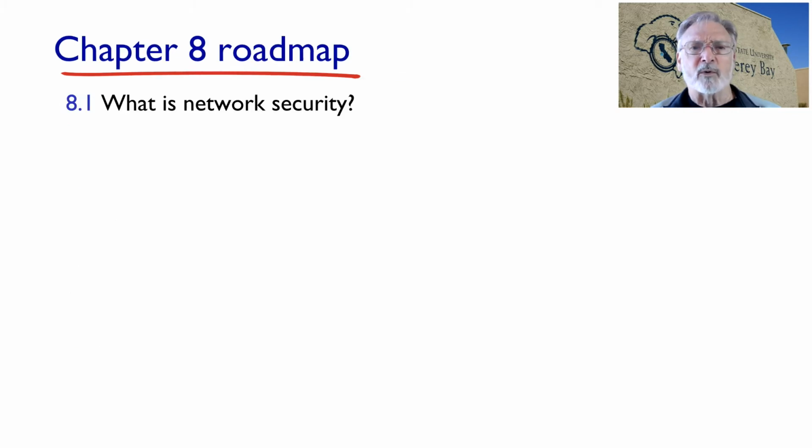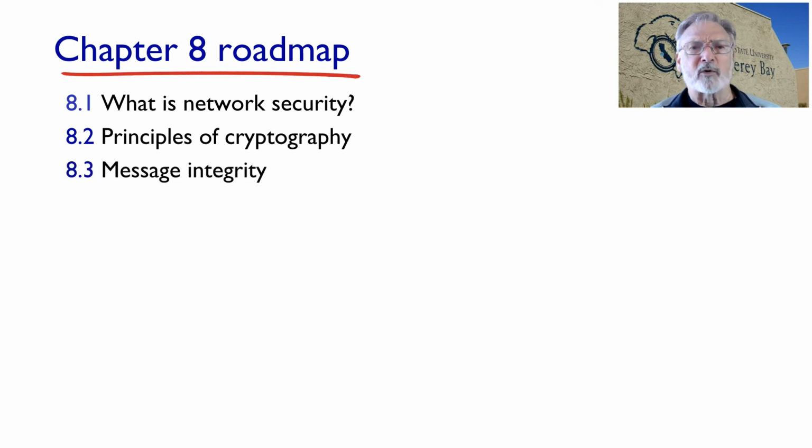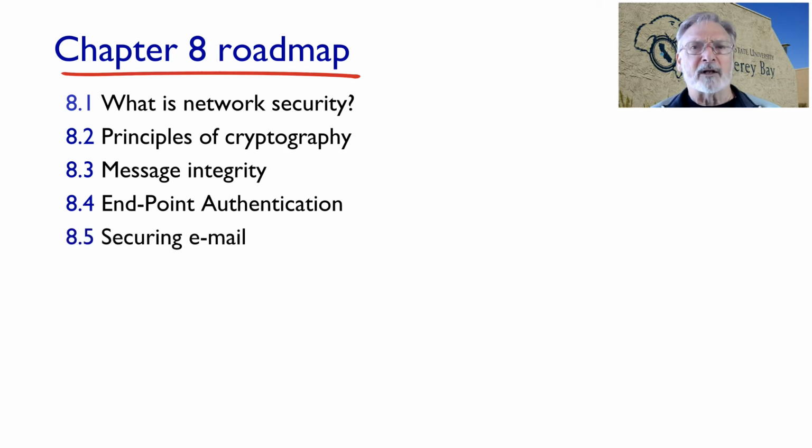During this week, we'll cover sections 8.1 to 8.5. We'll first look at cryptography and how that provides the base for confidentiality, message integrity, and authentication. Then we will look at how encryption provides message integrity and implements digital signatures. This will be followed by a look at authentication protocols. Finally, we will look at how a specific application is secured, email.